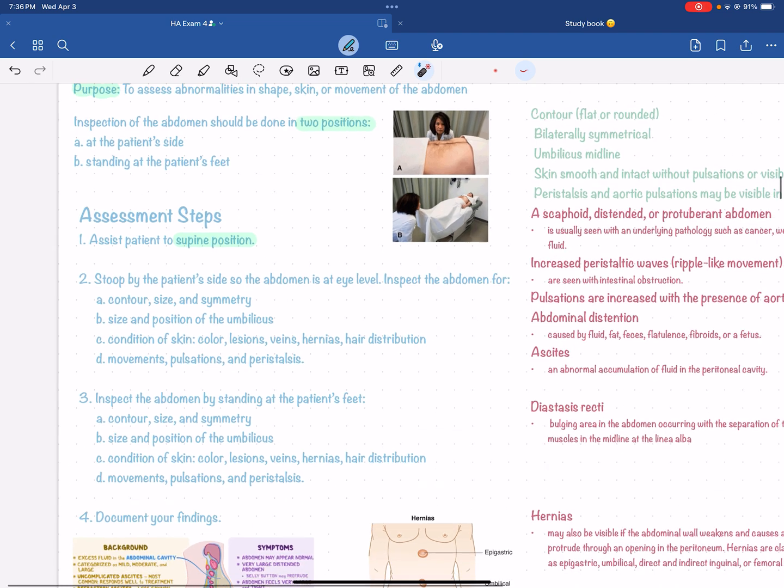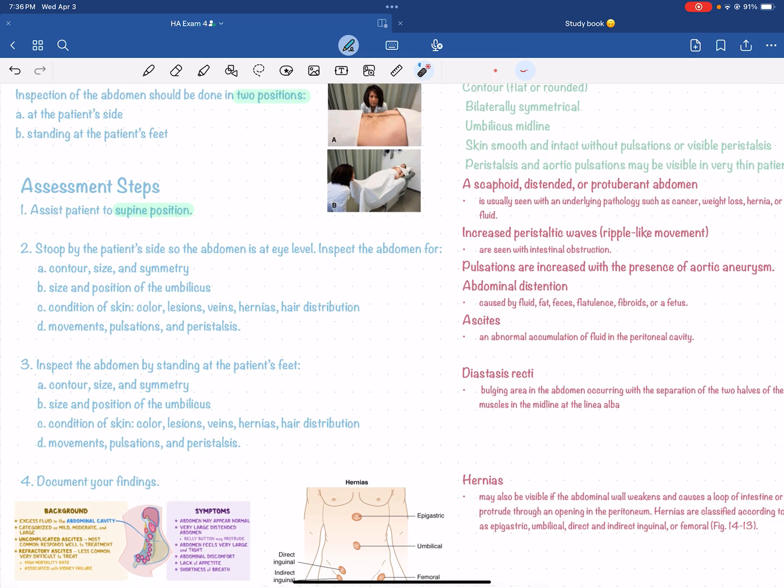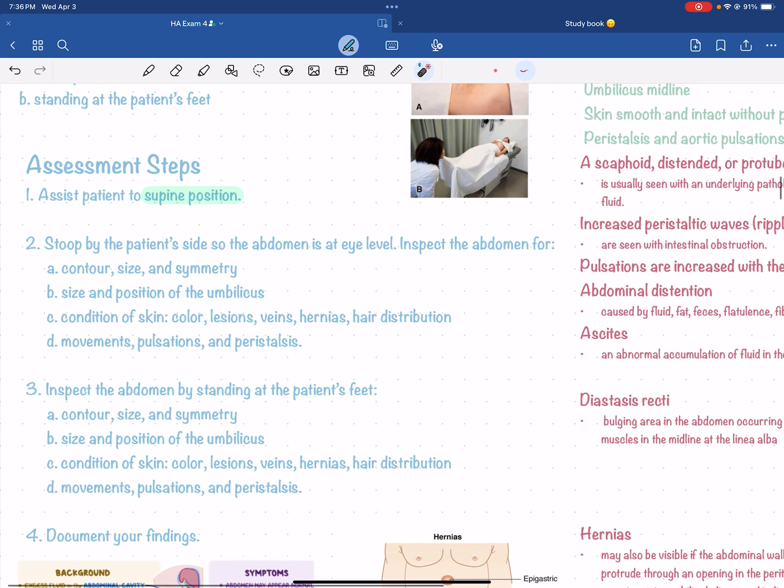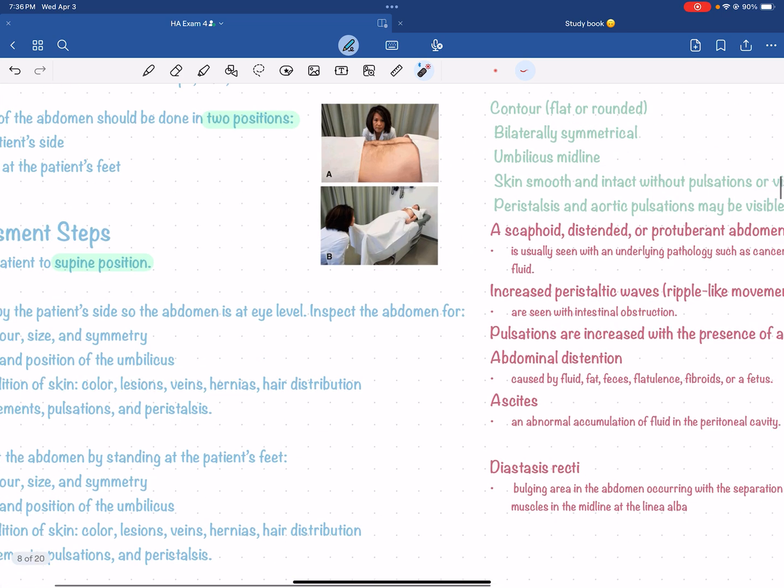Then we are going to inspect the abdomen for a few things. First, we're going to stoop to the patient's side, kind of at eye level with the stomach. After we assess for these, we're going to move all the way to their feet and assess from there. The first thing we are assessing for is contour, size, and symmetry.